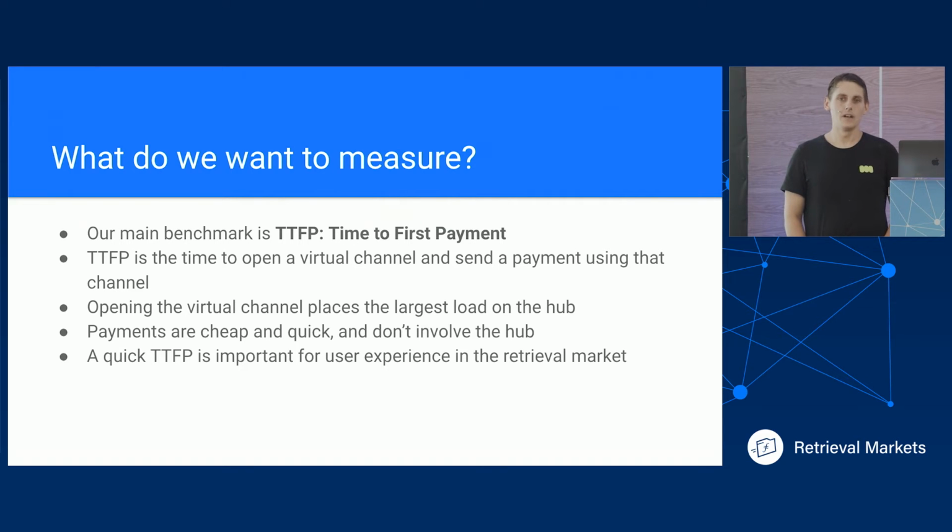What do we want to measure? Our main benchmark so far has been time to first payment. That's basically the time it takes to open a virtual channel and send a payment on that channel. The reason we want to look at this is, one, it places the largest load on the hub or intermediaries in the system. Once the virtual channels are open and payments are being sent through, the hub is not even involved. And a quick time to first payment is really important for user experience in a minimal trust world, because you don't want to start providing service until you receive a payment.